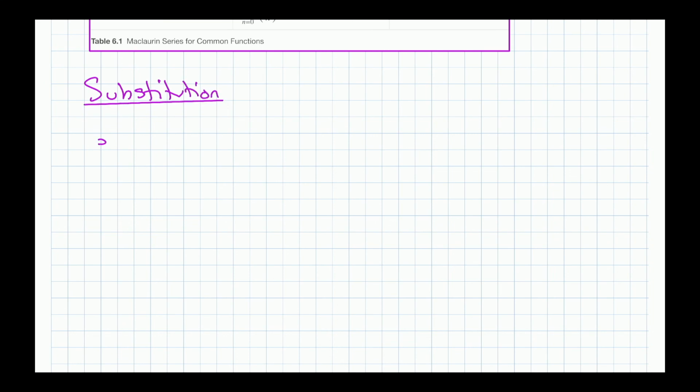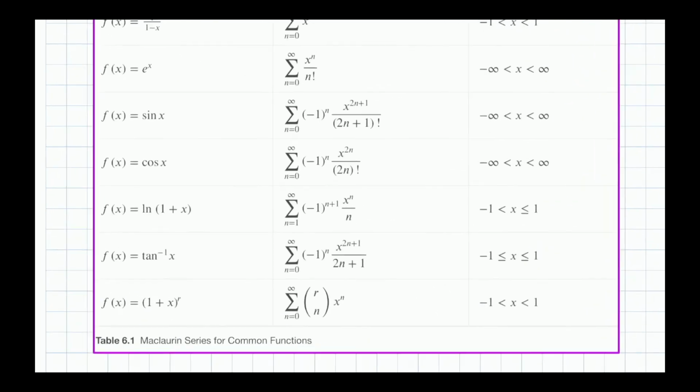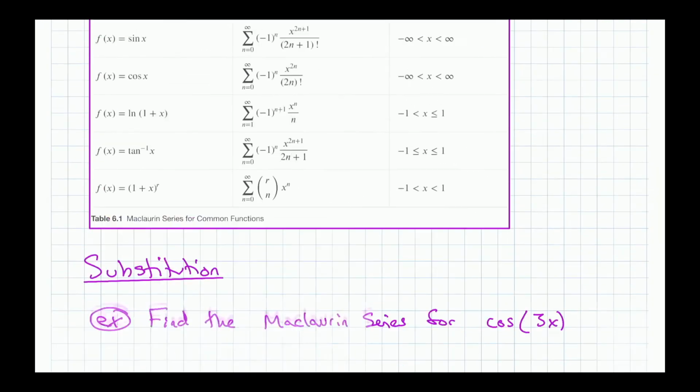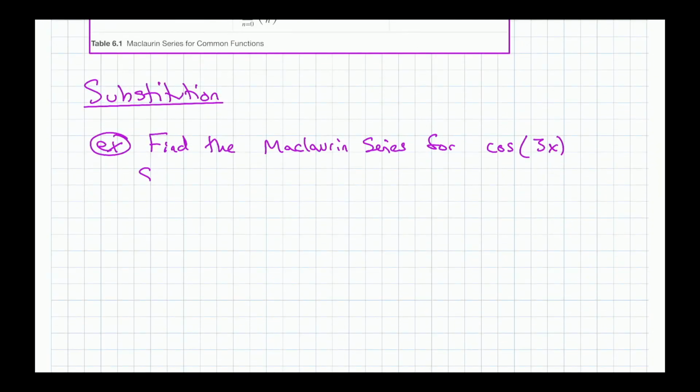So it's easiest to illustrate with an example. So let's say I want this. Let's say find the Maclaurin series for, let's say, cosine of 3x. Okay, so what you would do is this. You would start with the series for cosine because you've got a series for cosine just up here on your list. Okay, and so let's start there.